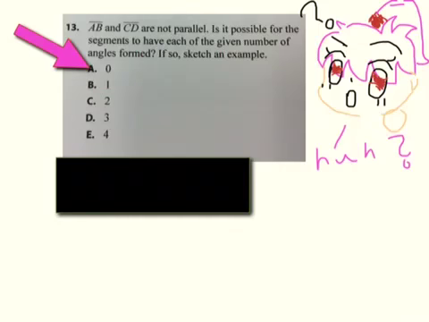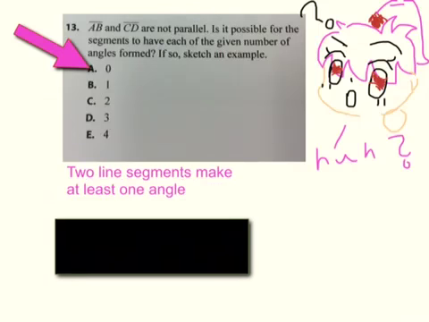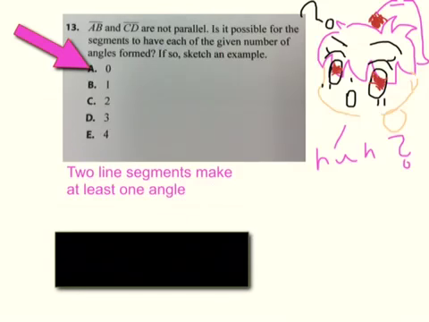And if you're wondering why, it's because two line segments have to make at least one angle. So for A, we put no.